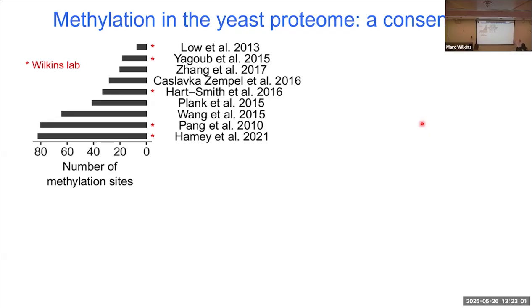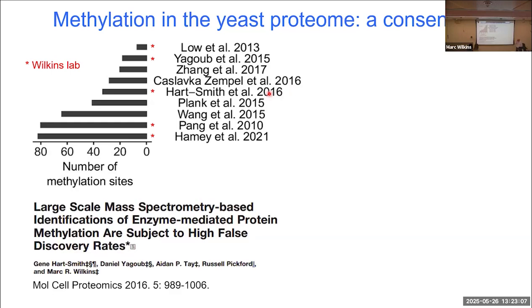In about 2015, 2016, Jean Hart-Smith in my group, a fantastic postdoc, looked at this stuff really hard and came to this awful conclusion that large-scale mass spectrometry-based identification of methylation is subject to high false discovery rate. Up to 80% of the stuff which was described in the literature, at least in our take of it, was wrong.